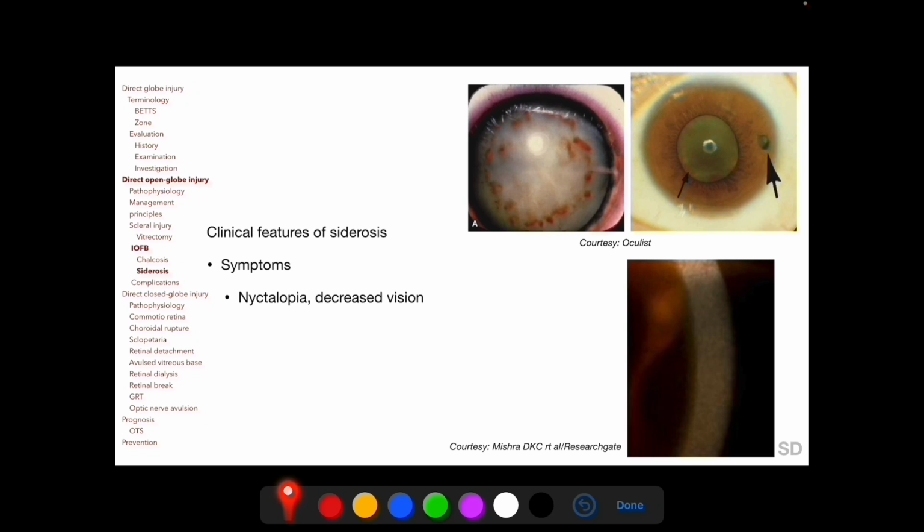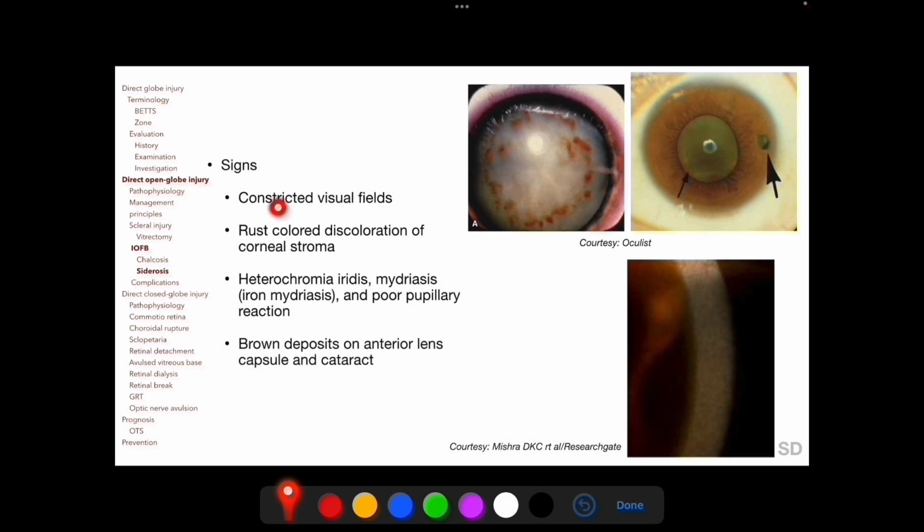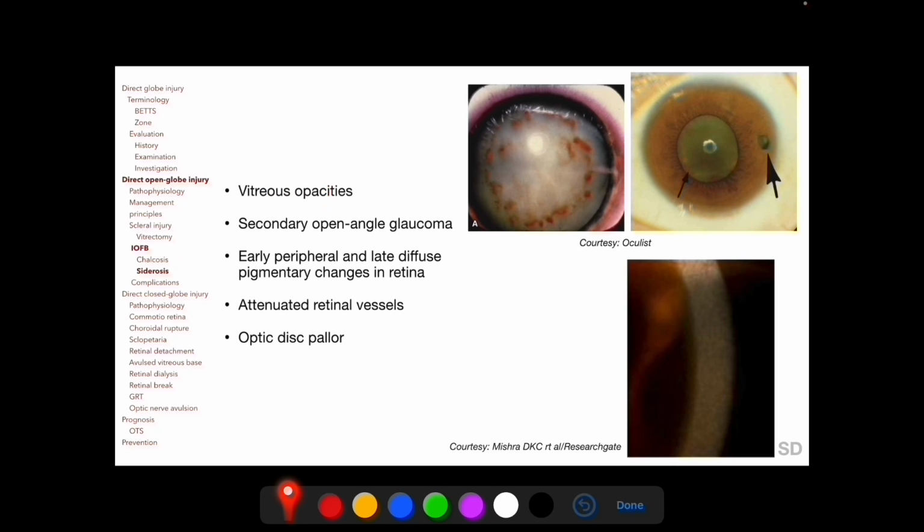Clinical features of siderosis include nyctalopia and decreased vision, constricted visual fields, rust-colored discoloration of corneal stroma, as seen here in this clinical photograph, heterochromia iridis, which refers to different coloration of iris in the two eyes of a patient, mydriasis, also called iron mydriasis, as seen here in this clinical photograph, poor pupillary reaction, brown deposits on anterior lens capsule, as seen here in this clinical photograph, and cataract, vitreous opacities, secondary open-angle glaucoma, early peripheral and late diffuse pigmentary changes in the retina, which is very important to remember, attenuated retinal vessels, and optic disc pallor.